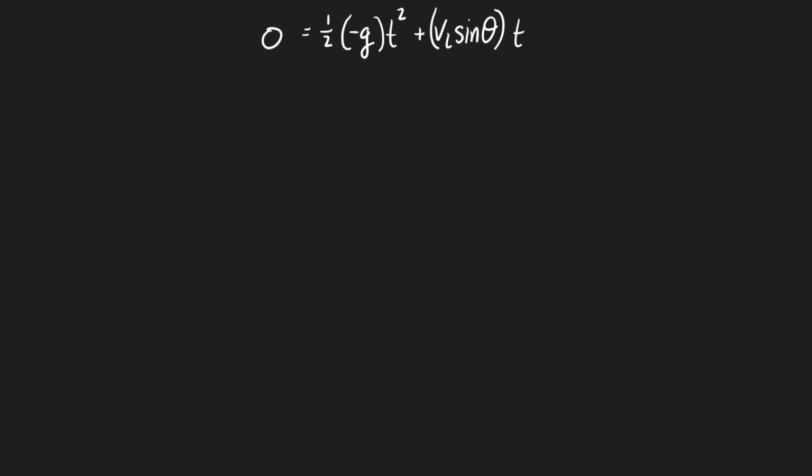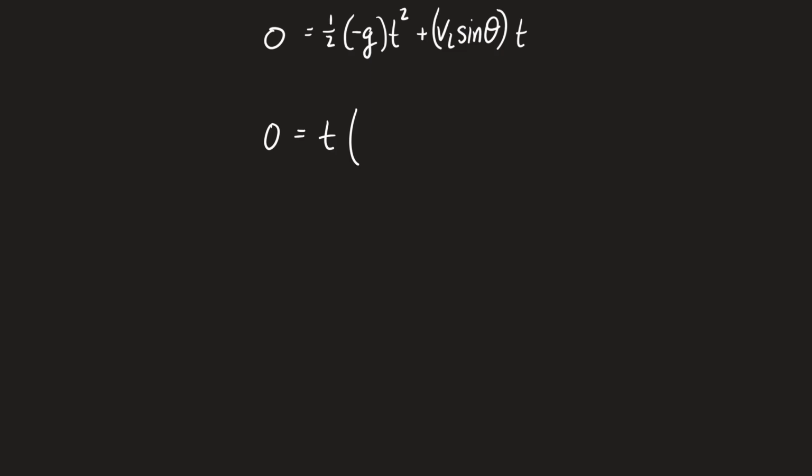If you're trying to isolate t, then you want to probably factor out a t first, because this is a quadratic. You want to factor out a t. That's going to leave me this negative 1/2 gt plus VL sine theta. So we factored out 1t. And we don't throw it away because t could be 0, so we just factor it out and set it equal to 0. And then we set everything in parentheses equal to 0.